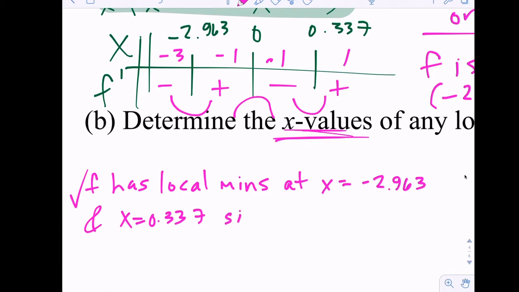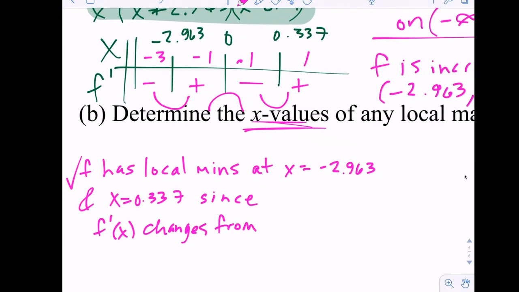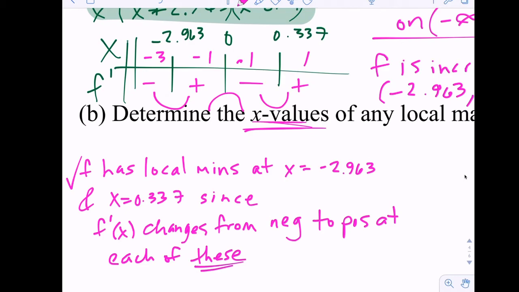And then here's the justification. Since f prime of x changes from what to what? Negative to positive at each of these. I don't really like using pronouns, but if you refer to this here, at here, or this, or these in this case, that's fine because the antecedent is clearly stated. But you want to say it kind of twice. Here's where they occur because that is also where f prime changes from negative to positive.